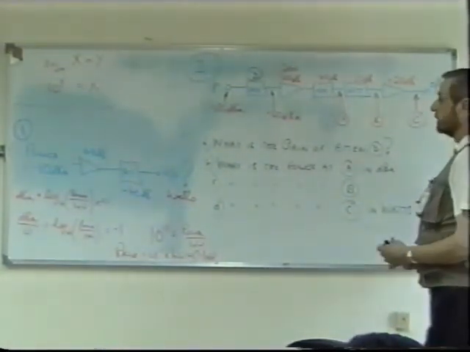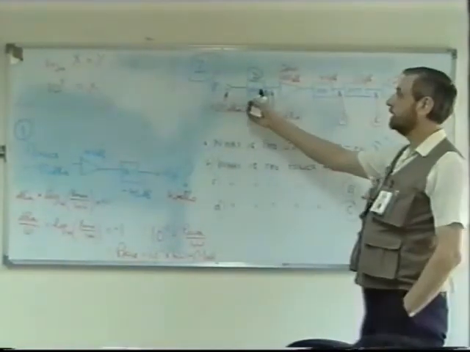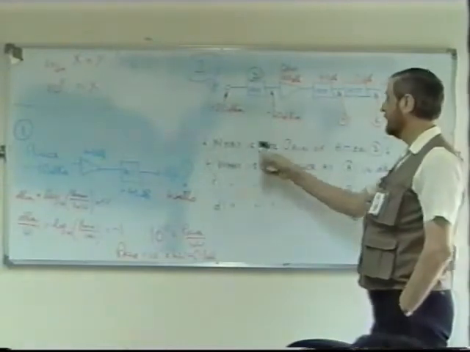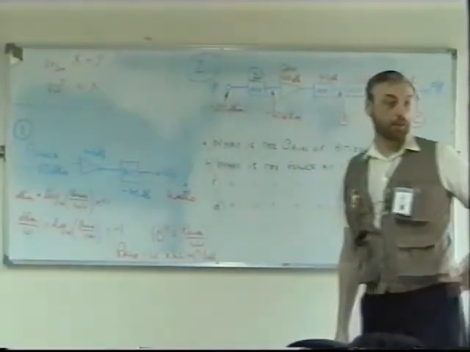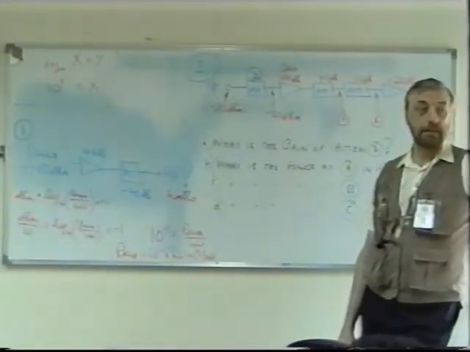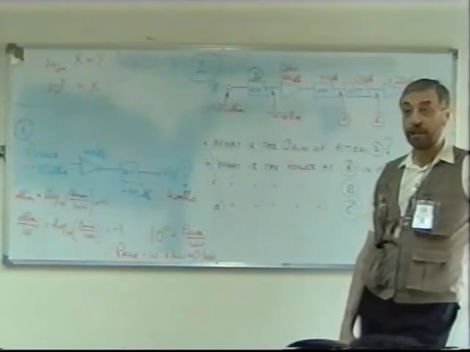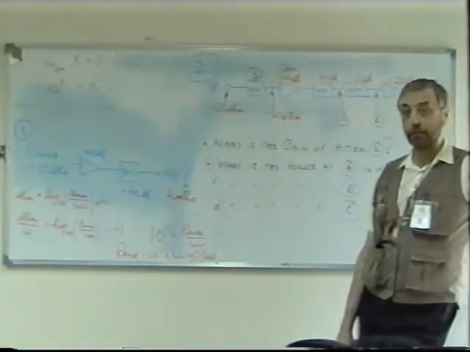Now, the first question here that I'm asking is, what is the gain of this attenuator D? What is the gain of that attenuator? Now, you can talk about the gain of an attenuator just as you can speak about the gain of an amplifier, except that if it's in logarithms, it'll be a negative number, won't it? Because the output is less than the input.